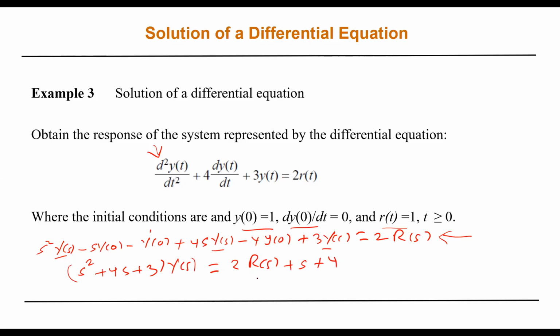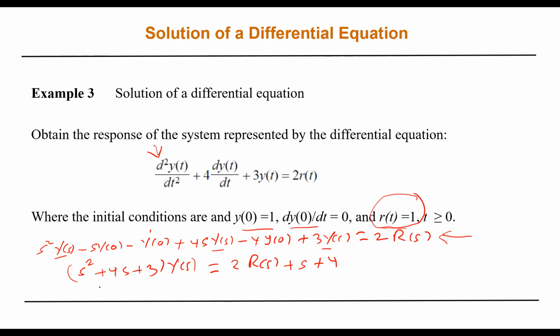If I substitute for r of s, what's the transform of r of s? What is r of s? Not a delta function. r of t equals 1. The Laplace transform of the step will be what? 1 over s.